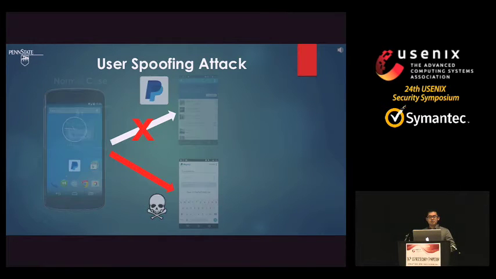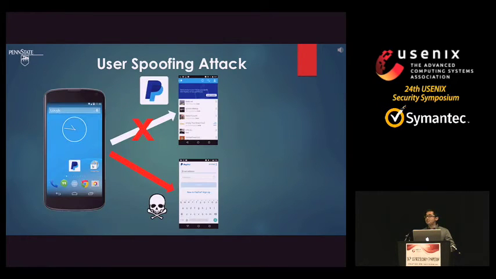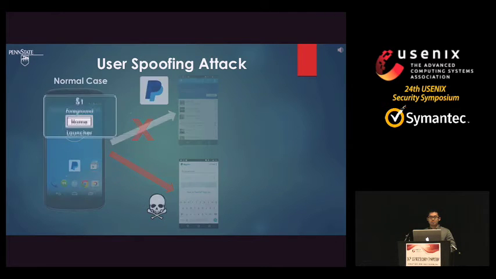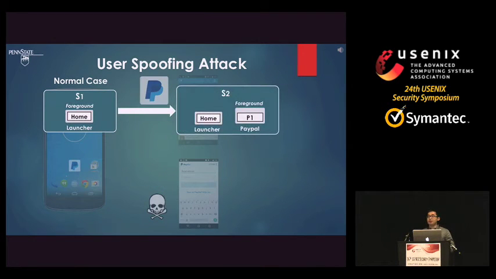So note that this attack is very different from the well-studied intercomponent communication problem, where the intent is sent to an undesirable party. But here, it's achieved by task hijacking. If we take a closer look at the task state, then in the normal case, the PayPal task should be created and brought to the foreground.